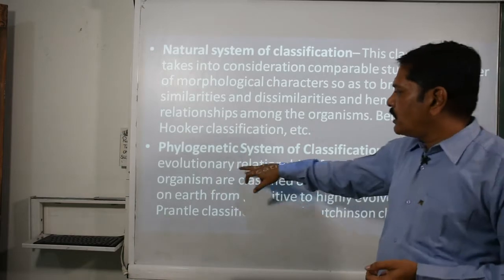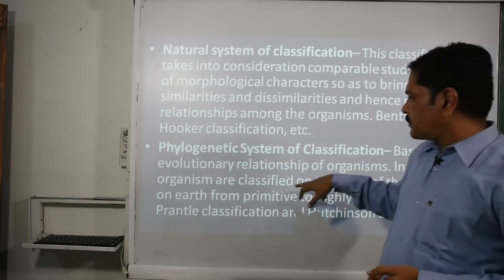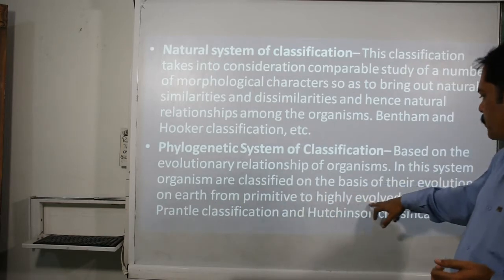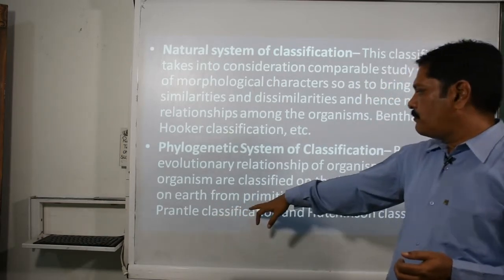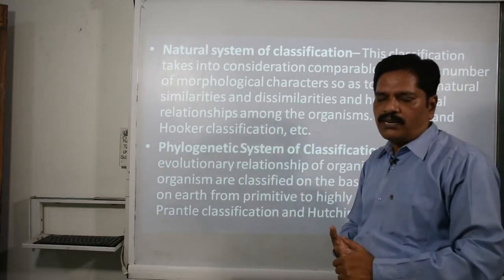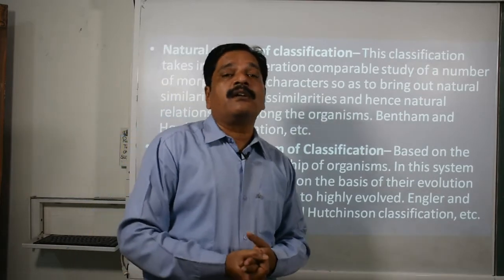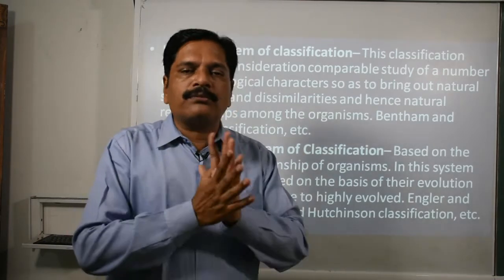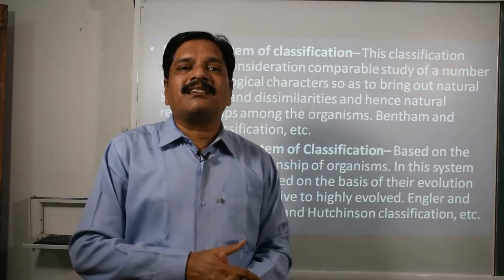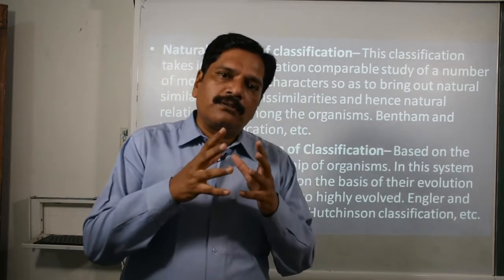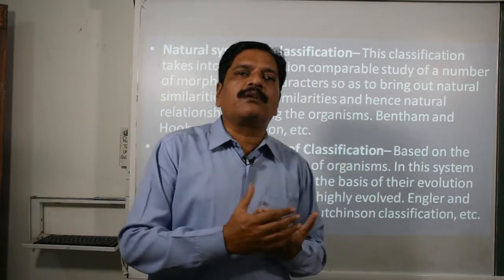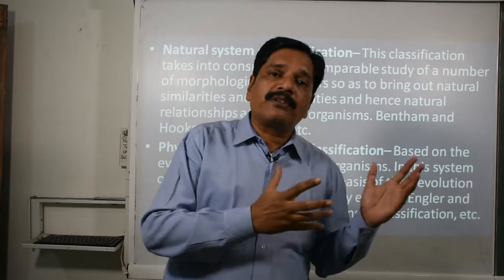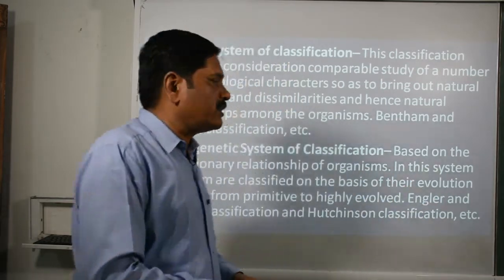Clear? It is based on the evolutionary relationship of organisms, and in this system, organisms are classified on the basis of their evolution on earth from primitive to highly evolved. Engler and Prantl classified, and Hutchinson classification also. Clear? So what is the speciality of this system of classification? Not only the present features were considered, but they also kept one most important fact in their mind, that is their ancestral history. Okay, so we can consider that this classification is the most important because it is based on the evolutionary history of the organism. So it is also telling you about who the ancestor was and from where this organism actually evolved.